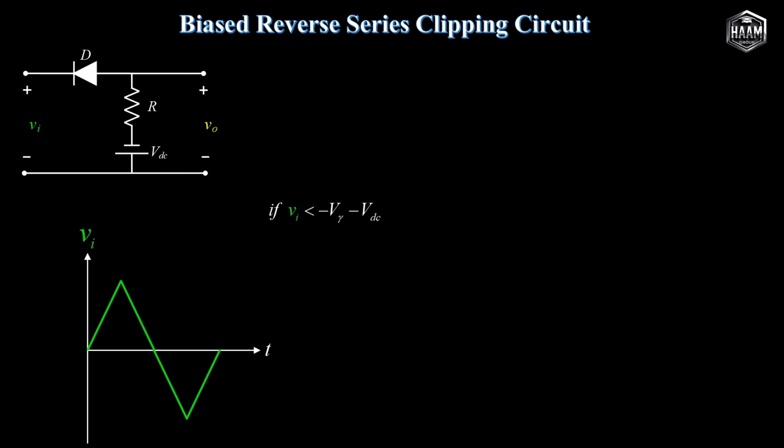Now, consider rotating the diode by 180 degrees such that its cathode faces V sub I while its anode is connected toward negative V sub dc. For the diode to turn on, it is necessary that V sub I be lower than minus V sub gamma minus V sub dc.